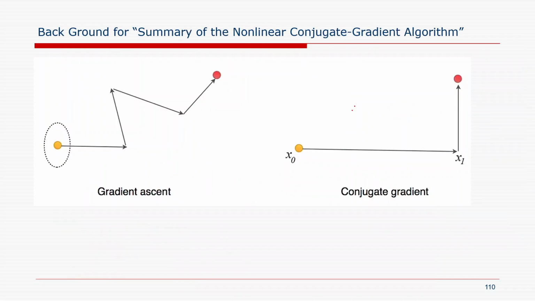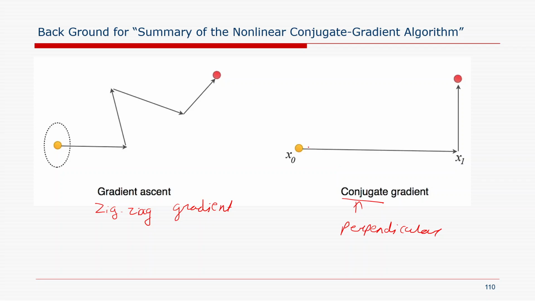Now we'll look at a little background before going further into the conjugate gradient algorithm. Like I said, gradient descent always takes a path in a zigzag manner. Once it starts, because it always tries to find the gradient, it goes in the opposite direction of that gradient. But what is conjugate? It is nothing but perpendicular.